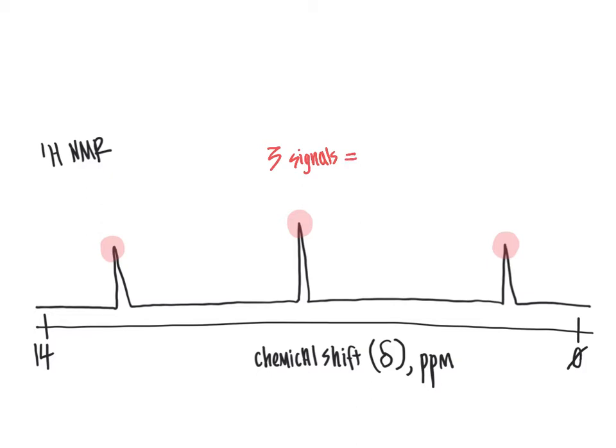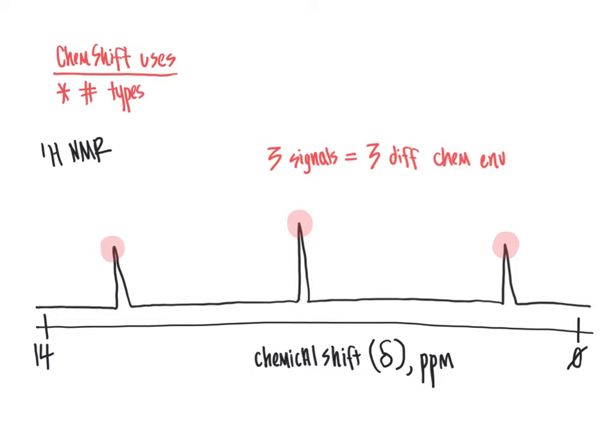In other words, corresponding to 3 chemical shifts means there are 3 different chemical environments that protons reside in within this molecule. So when we are thinking about the importance of chemical shift in determining the structure of an organic molecule, we can think about what the chemical shift values are useful for in terms of starting to understand the structure of a molecule. One of those uses is determining the number of types of different protons.